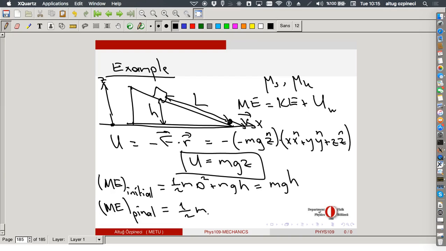One over 2 mv squared plus mg0. The height is 0. This is equal to 1 over 2 mv squared. Now, if there are no dissipative forces, then the mechanical energy should have been conserved. If it is conserved, these two have to be equal.